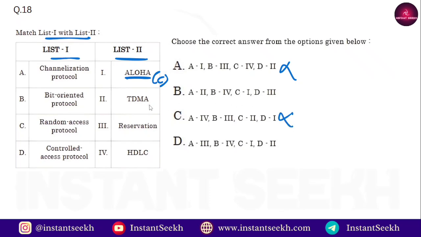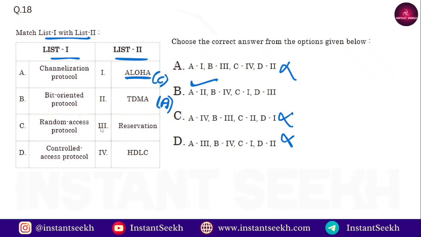Next, TDMA. TDMA is time division multiple access, a common channelization protocol. That is your option A. Let's see if we can eliminate this as well. A goes for 2, so option D gets eliminated.